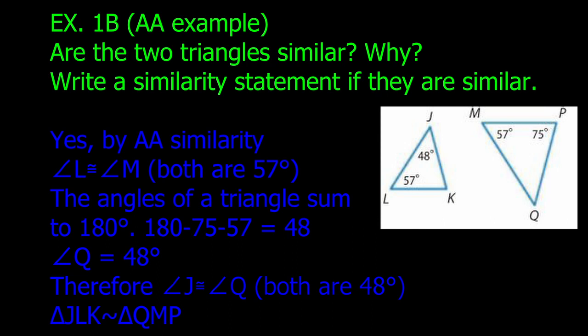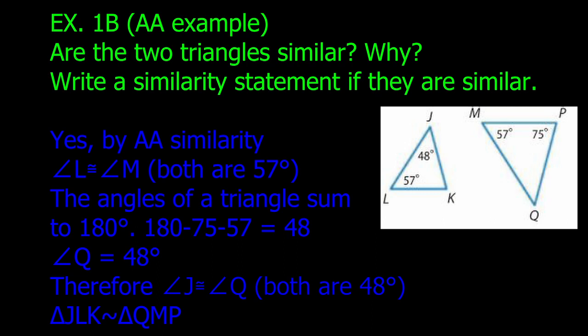Here's a little one that's a little bit easier. Same directions. So the answer for this one is also yes, because of AA similarity. Now you might say, Mr. Schneider, I don't see two sets of equal angles. We have a 48 and a 57, and the other one's a 57 and a 75. There aren't two sets that are equal. 57 and 57 are equal, but 48 and 75 aren't.